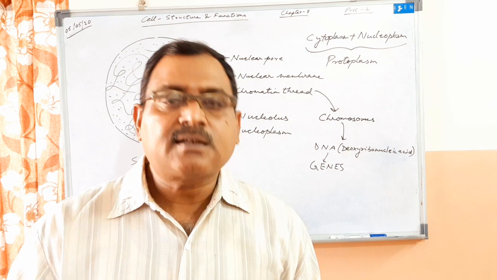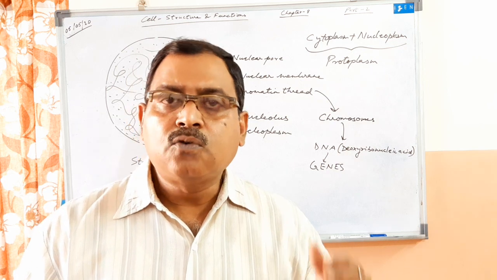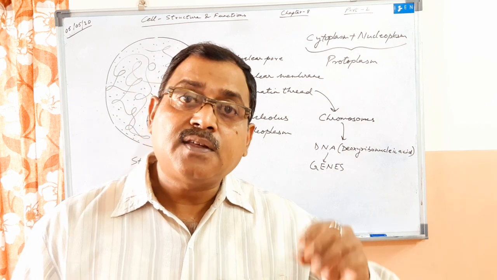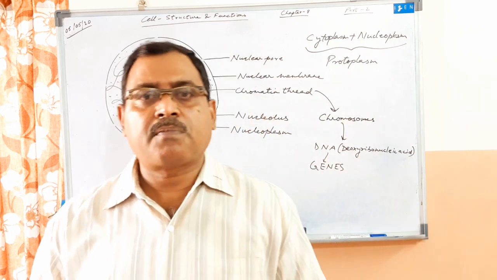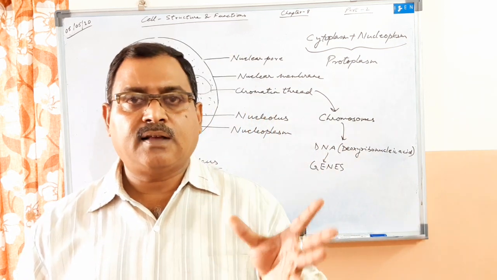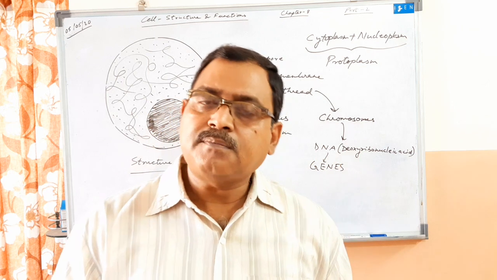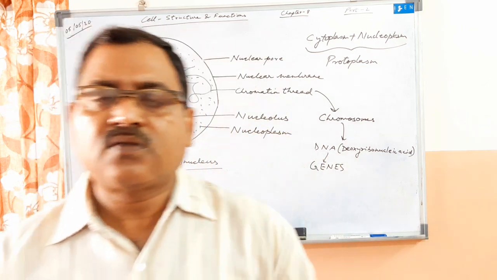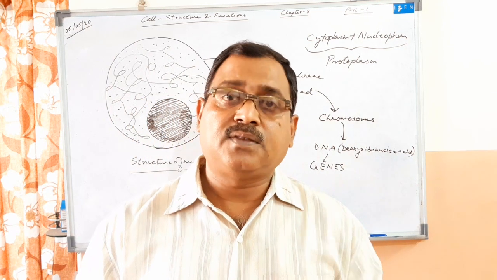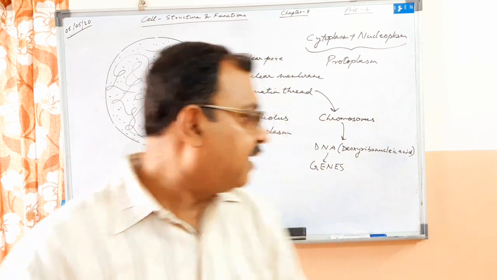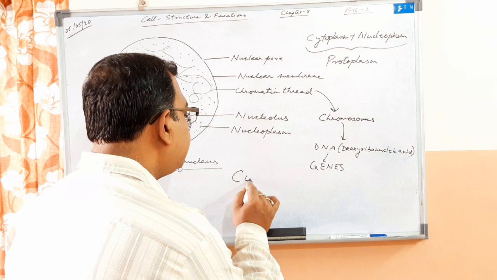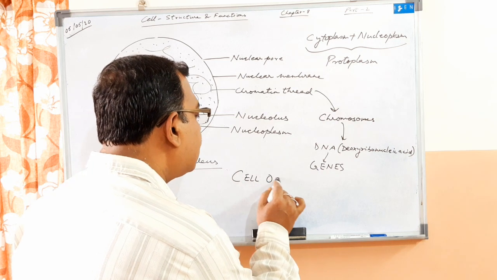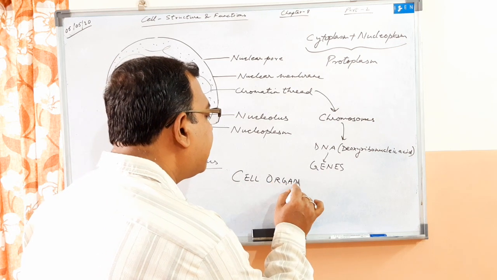In our next class, we will do the various other cell organelles which are present inside a cell in the cytoplasm. Various small entities are there which are found floating in the cytoplasm. These are called cell organelles. Remember, cell organelles.